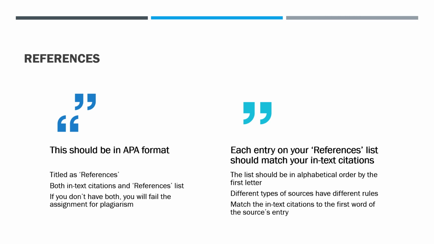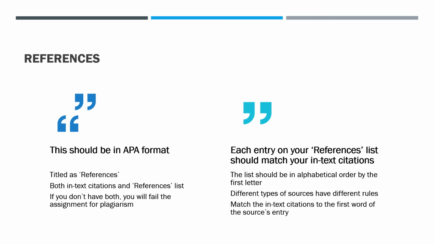To be correct in your citations, you have to have both in-text citations and a references list. If you do not have both, you will fail the assignment for plagiarism. The reason is that if we can't see where you're using the source information in your paragraphs, then we can't check it in your list. But if you have in-text citations and you don't have a list, that means we don't know what your sources actually are, so we can't verify the information.